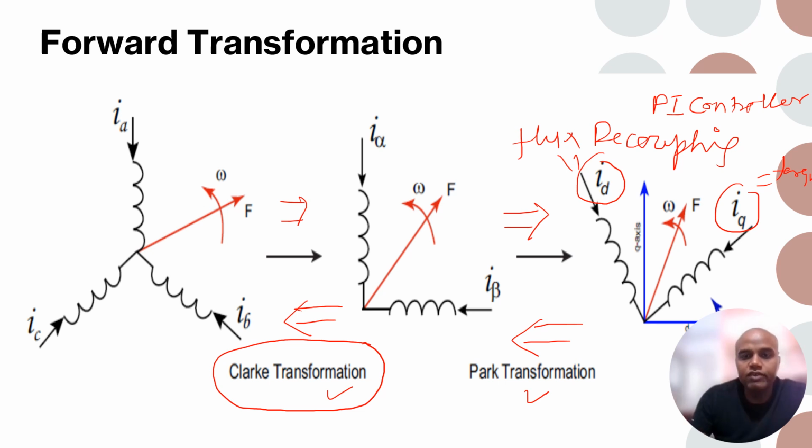In the reverse, it is known as the inverse Park's transformation, and similarly here it is known as the inverse Clarke's transformation. So in this video, we will see the derivation for the Clarke's transformation matrix, in the forward and in the reverse, both.